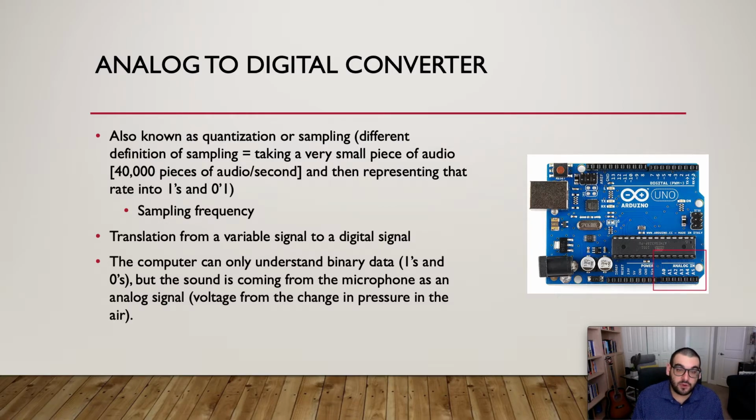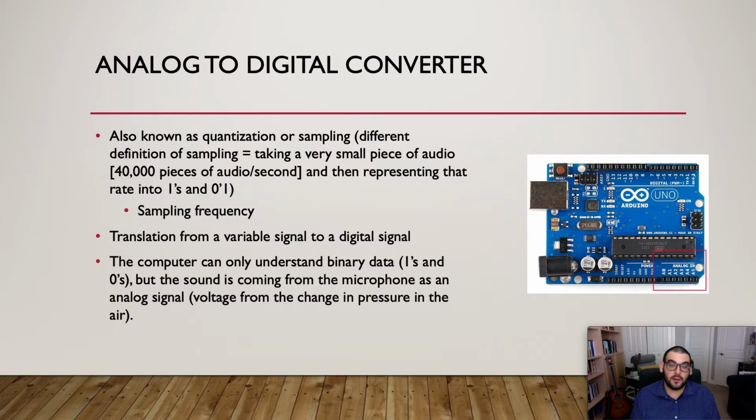Now, many of you have probably heard of sampling in terms of a rap artist going to the studio and sampling some tunes. Okay, it's very similar. The definition is very, very similar. But what it essentially means is you're taking a very small piece of audio and representing that rate of audio, the sampling frequency, into ones and zeros. Now, the frequency typically is 40,000 pieces of audio that comes into the board in analog per second, typically in the analog to digital converter.